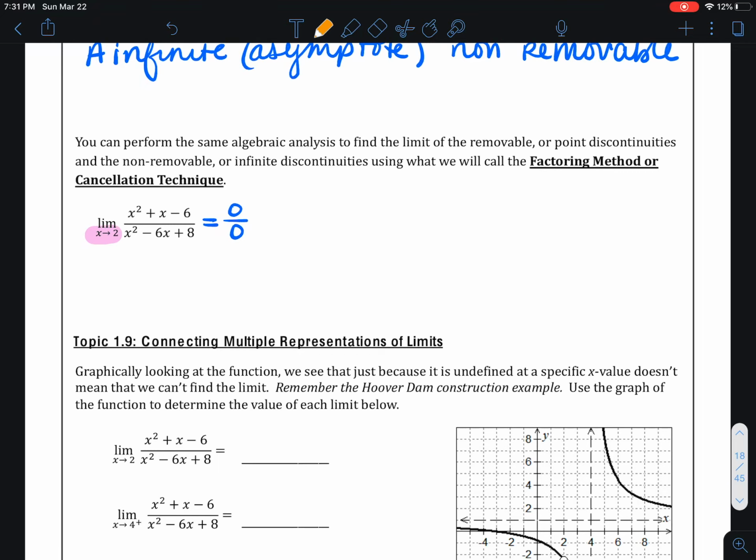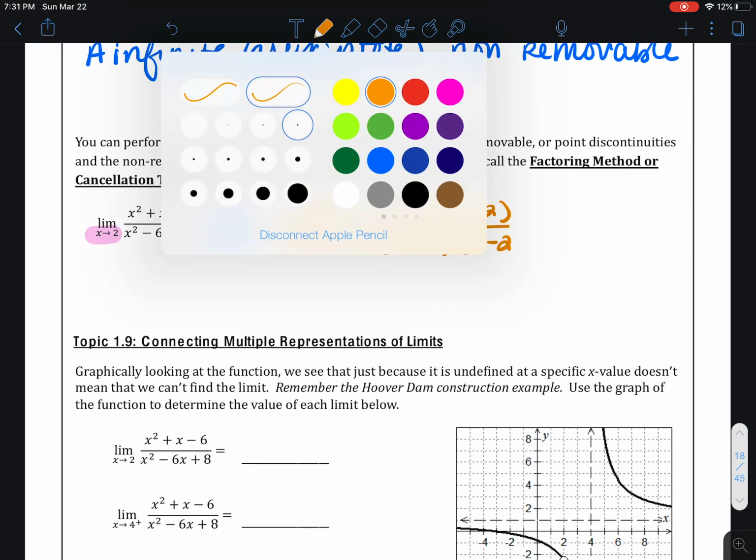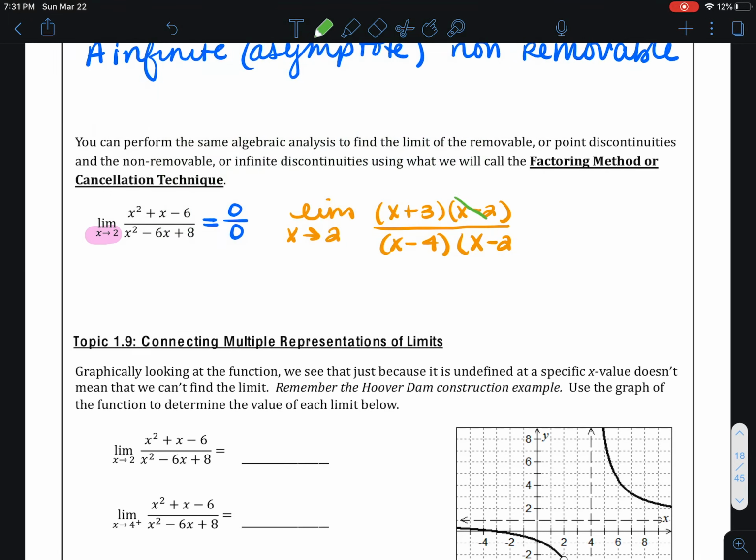So the first thing we're going to do is factor the top and factor the bottom. So we've got the limit as x approaches 2 of x plus 3 times x minus 2. Our factoring techniques need to be our best skill right now because there is so much algebra in calculus. It works out that we have x minus 2 on the top and x minus 2 on the bottom, and when that goes away, we plug in again.